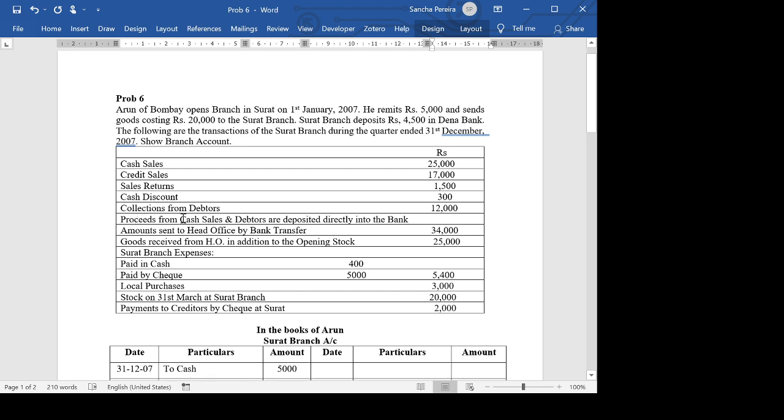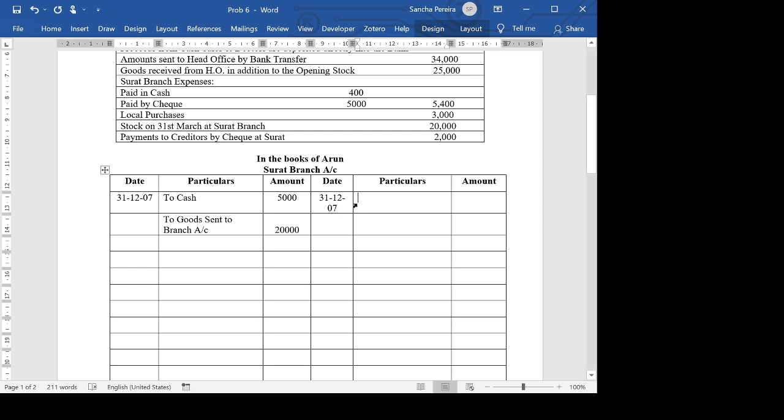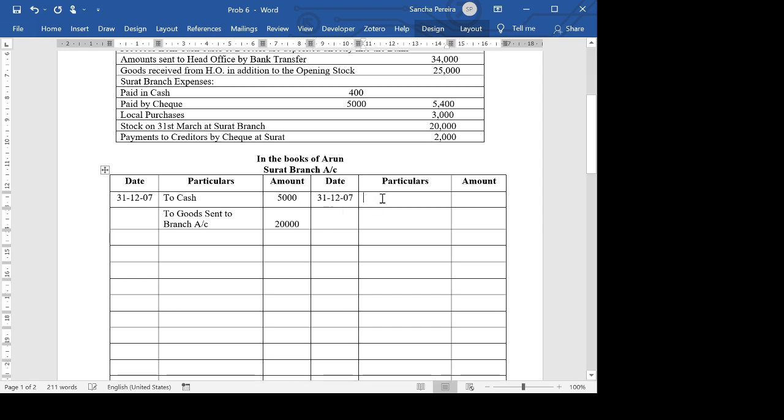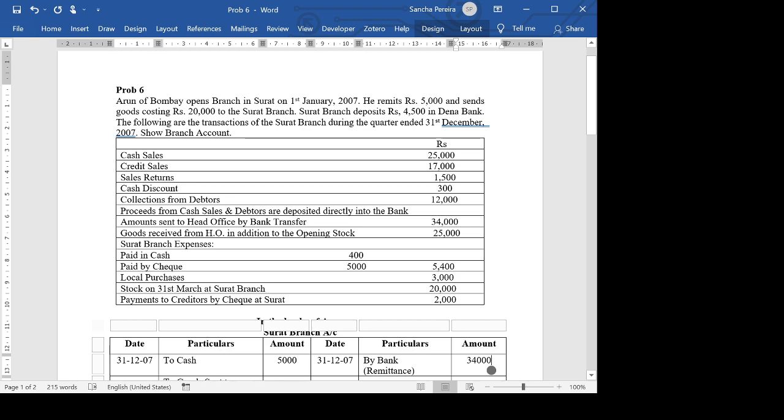Okay. Collection from debtors I've already shown. This also I've already shown. Proceeds from cash already shown. Amount sent to head office by bank transfer. So now we are going to see on 31st December. I'm going to say by bank, just to understand what it is, remittance. Remittance means the branch is sending to the head office. It's not the credit side, and the branch has sent an amount of 34,000.